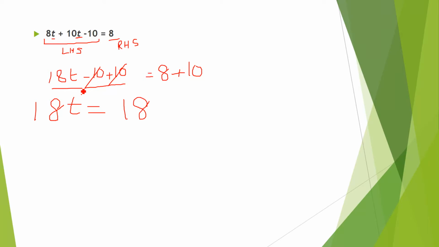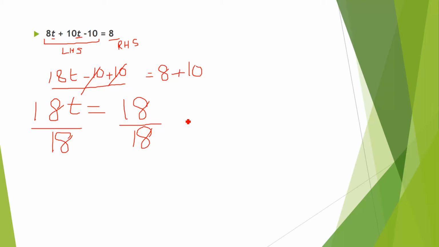Now the negative 10 has gone. Now we have 18t. We want only the value of t. We do not want any number with t. So what is the relationship between 18 and t? The relationship is multiplication. There is no positive or negative. It means multiplication. So what is the inverse? The opposite of multiplication is division. It means you have to divide by 18 here as well.